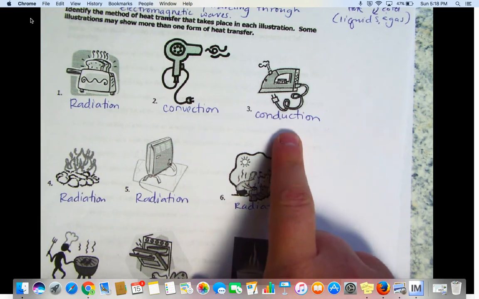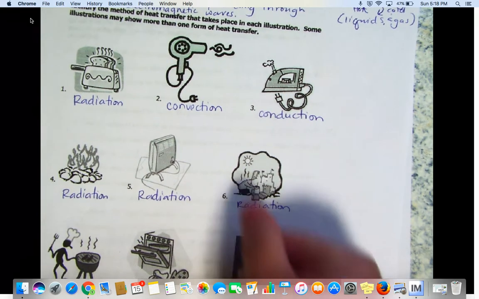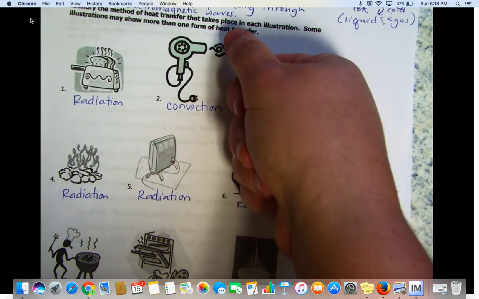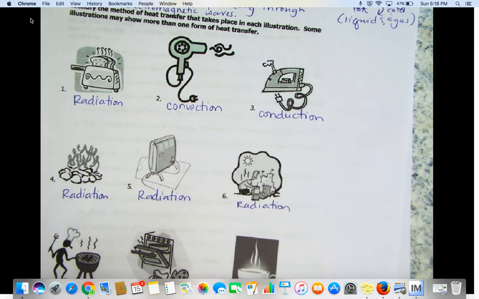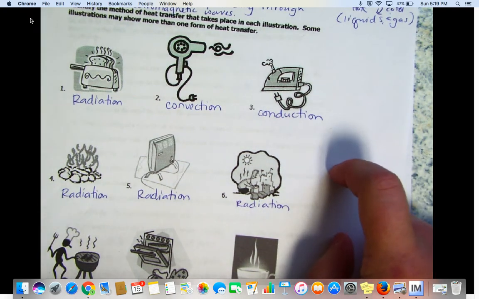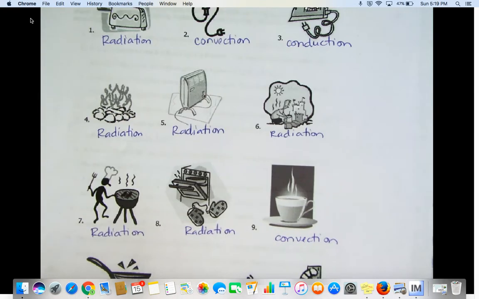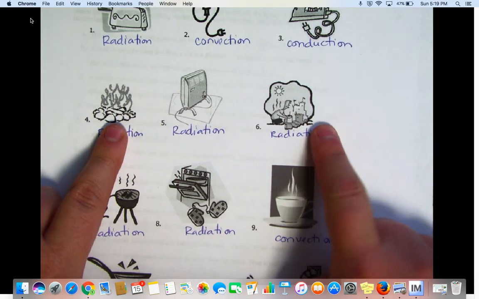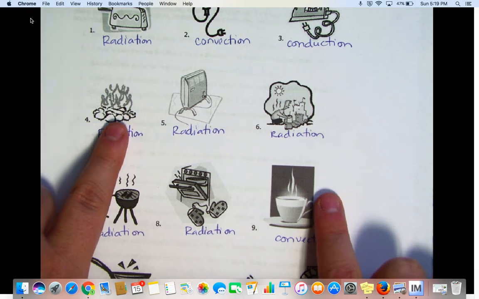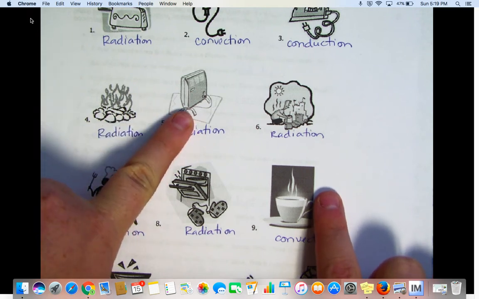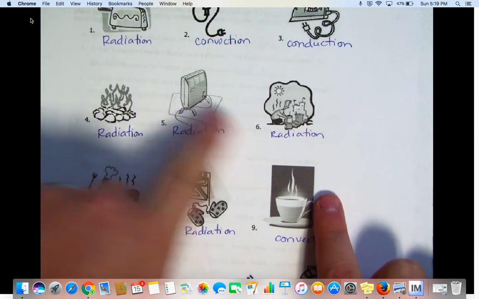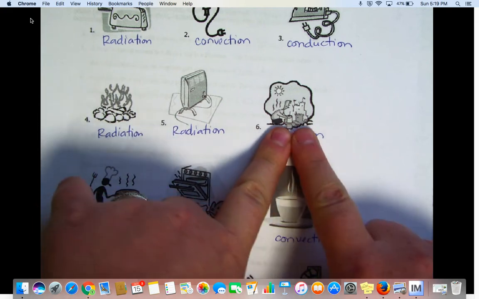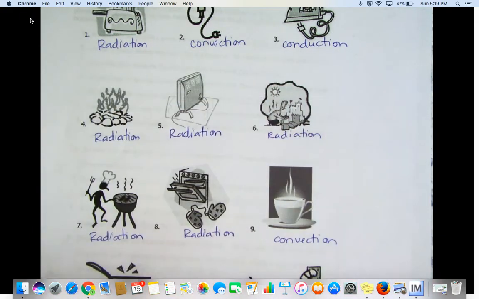Conduction, solids, okay? An iron. If I take an iron and I start ironing a shirt, the shirt is a solid, liquid, or gas? Say it's a solid, all right? And my iron is a solid, so solid to solid, direct contact, conduction, all right? These next three, we've got a fire. We've got a heater, a space heater for when wintertime comes. And we've got a little guy at the beach with sunshine.